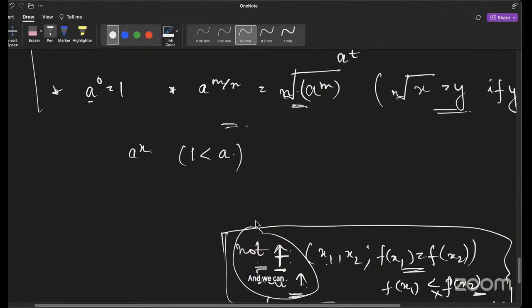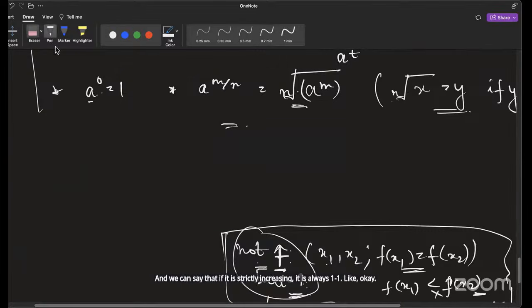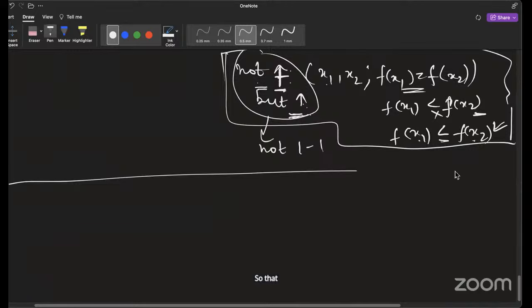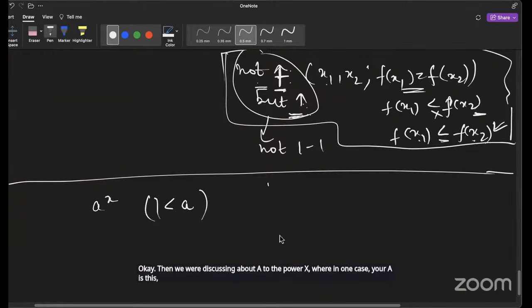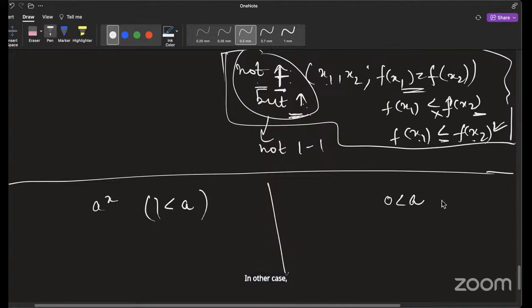And we can say that if it is strictly increasing, it is always 1, 1. Okay. Then we were discussing a to the power x, where in one case your a is greater than 1, and in the other case your a is in between 0 and 1. We've made two cases, we've covered everything.